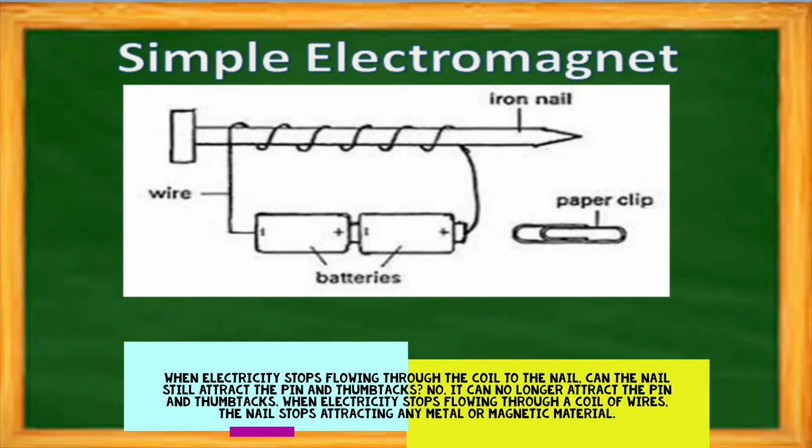When electricity stops flowing through the coil to the nail, can the nail still attract the pins and thumbtacks or the paper clip? No, it can no longer attract them, because when electricity stops flowing through a coil of wires, the nail stops attracting any metal or magnetic material.